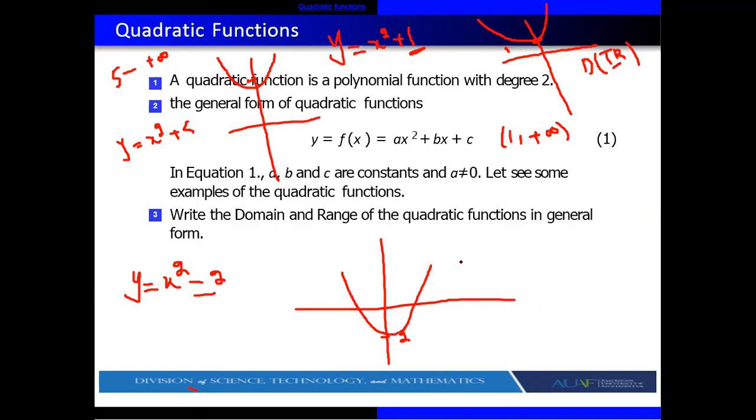So in this case, same domain is all real numbers from minus infinity to plus infinity. What will be range? So range will start from minus 2 toward infinity. So minus 2 to plus infinity. Same if graph start from minus 4, like this one, so domain are real numbers, and range is from minus 4 to plus infinity.